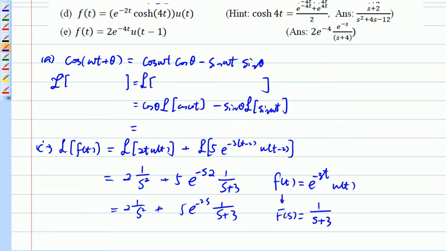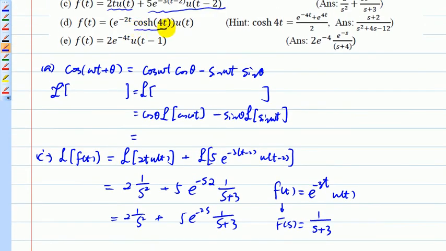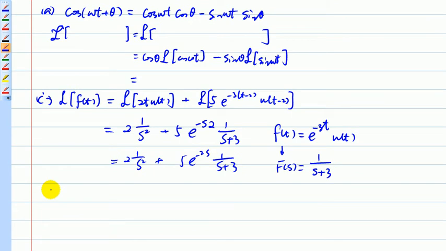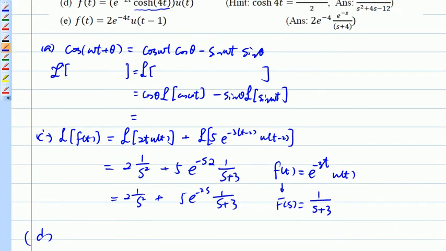Okay, for part D, you basically just have to use the hint for cosh of t, and then make use of the table for exponentials, and you'll be able to get it. For part D, let's look at it. The function is f of t equal to 2 e to the negative 4t, u of t minus 1.